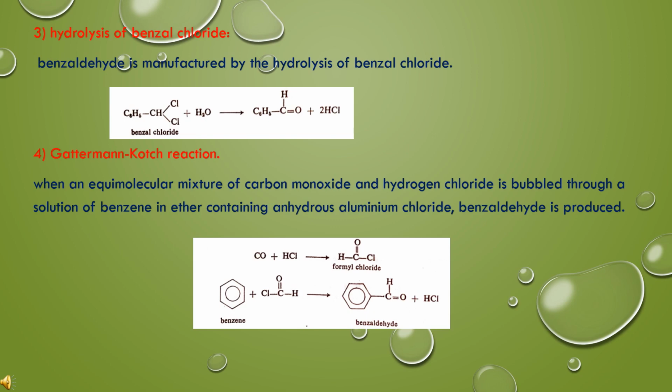Another preparation, the Gattermann-Koch reaction. In this reaction, we take an equimolar mixture of carbon monoxide and hydrochloric acid and bubble it through a solution of benzene in ether. Then we get formyl chloride. This formyl chloride reacts with benzene and we get benzaldehyde. The hydrogen from benzene and the Cl from formyl chloride combine and leave as HCl. The remaining CHO group is attached to the benzene ring, and we get benzaldehyde.